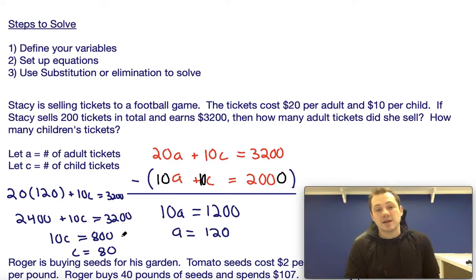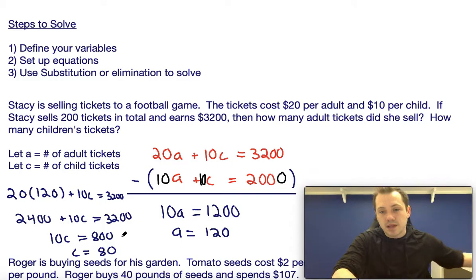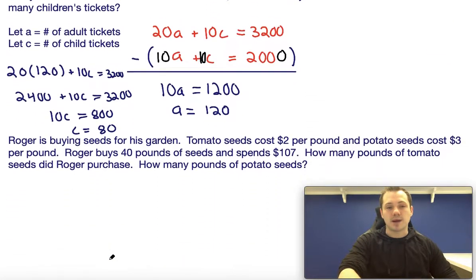So we can see here that Stacy sells 80 children's tickets and 120 adult tickets. And that makes a lot of sense because that adds to 200, right? That's the total number of tickets that Stacy was going to sell. Next, we can go ahead and take a look at the following problem.